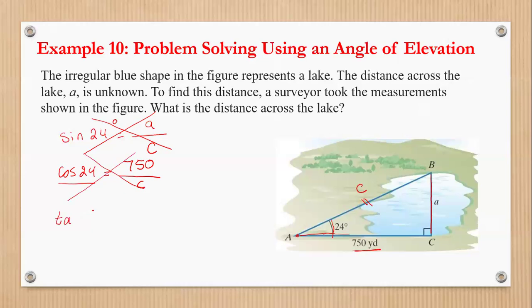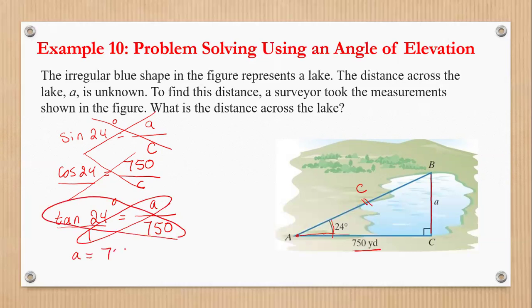Let's try tangent. If I use the tangent of 24 degrees, tangent is the opposite over adjacent. I know the tangent of 24 by the calculator. I have the 750 yards, so I can easily find A, and that's my goal. So the best function here is tangent. So we write this one, and to find A, just remember that we always do the cross multiplying. Multiply A by 1, which is A, and multiply 750 by the tangent of 24. If you put this whole thing in the calculator, it tells you that the answer is 333.9.